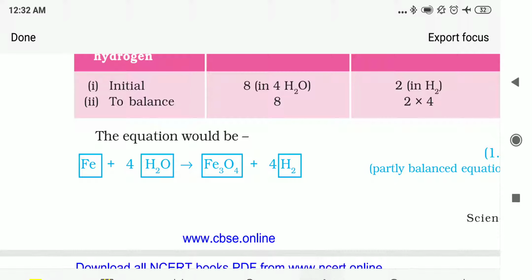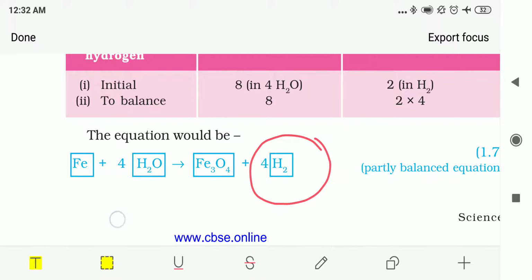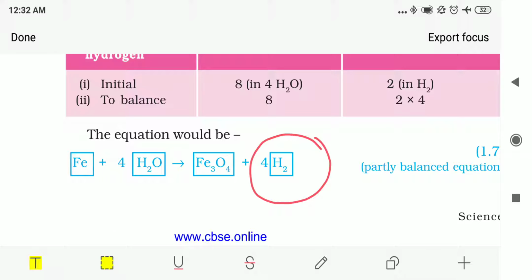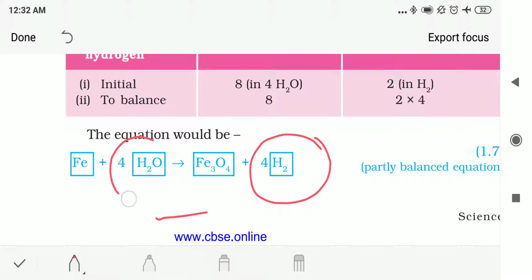Remember students, like this we write the 4 outside the box; we will not alter the formula of the hydrogen molecule, that is H2. So now you can see in this equation number 1.7, hydrogen is balanced. On the left hand side we have 8 atoms of hydrogen, and on the right hand side also 4 twos are 8.